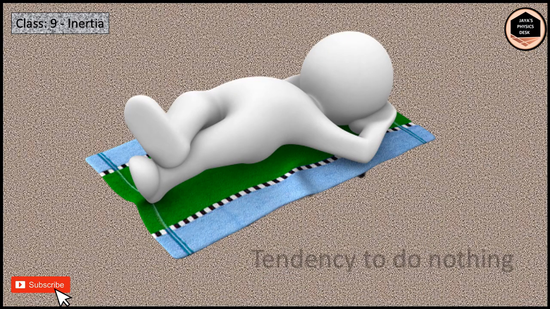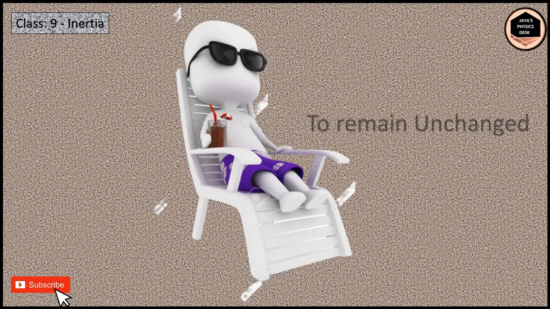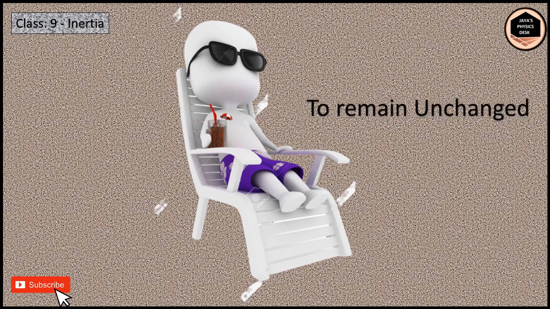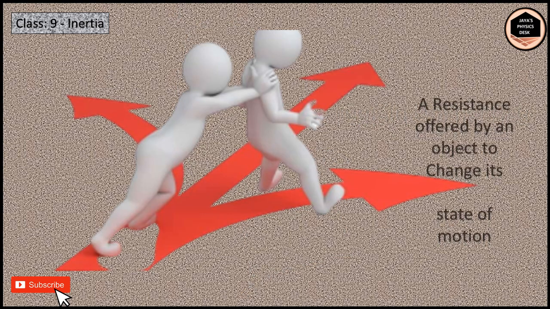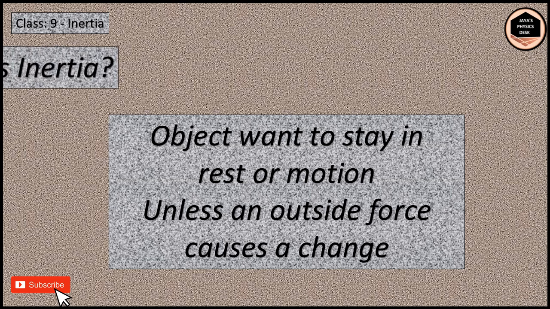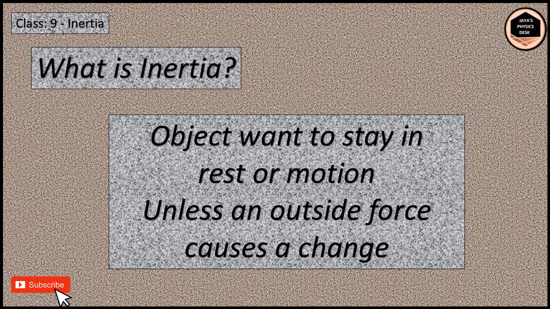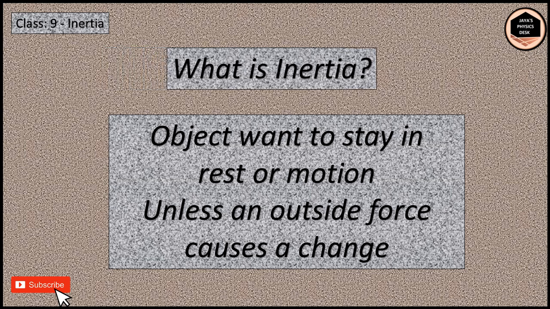Now we can conclude that inertia is a tendency to do nothing. Inertia is to remain unchanged. Inertia is a resistance offered by an object to change its state of motion. Finally, we can define inertia easily as: an object wants to stay at rest or in motion unless an outside force causes a change.